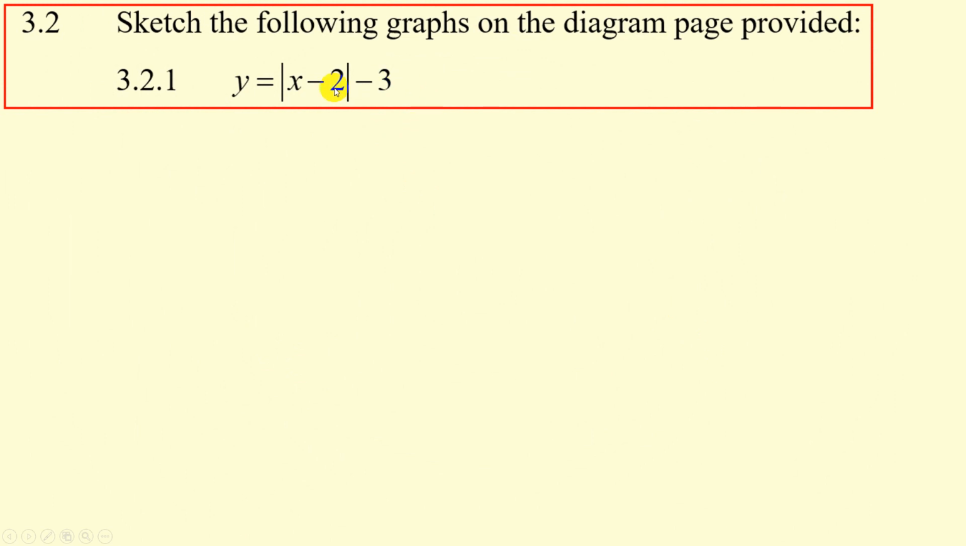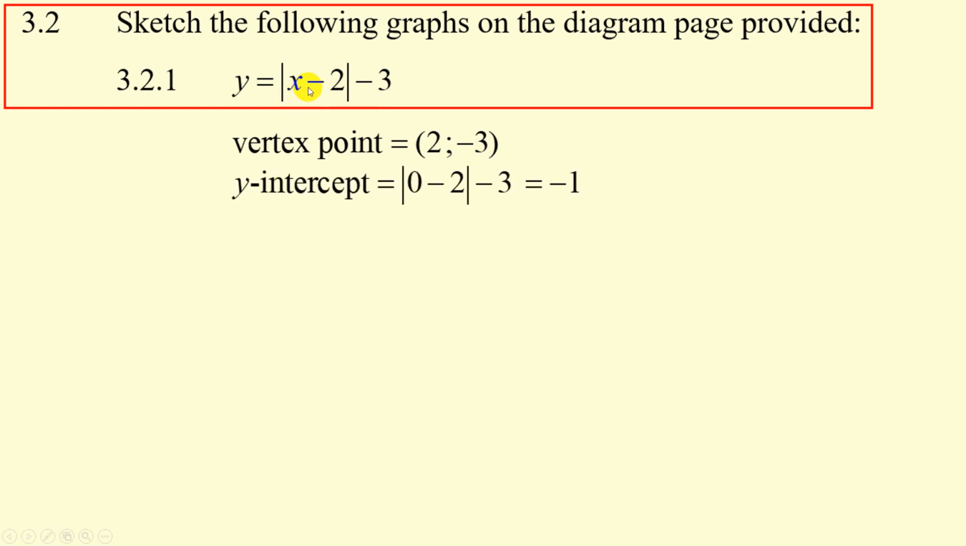Sketch this graph. Now remember that the absolute value graphs are a V shape and they have a vertex point. It's like the turning point of a parabola, where the lowest the absolute value of x could go is 0, and that happens when x equals 2. And when x is equal to 2, if you substitute in, y is equal to minus 3. So the vertex point, the tip of the V, is (2, minus 3).